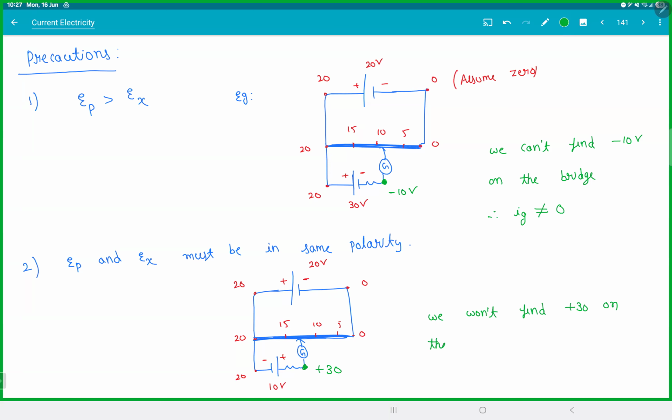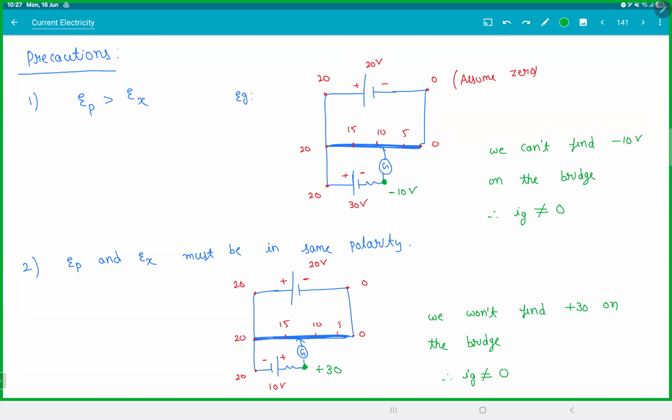That is the second precaution you have to be careful about. If the batteries are in reverse terminals, you can never find a balancing point. If Ig is not 0, then you can't solve. That means the currents will actually start flowing into the circuit. So is this clear, everyone?